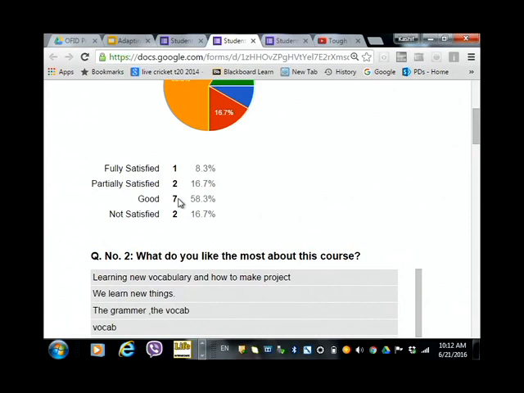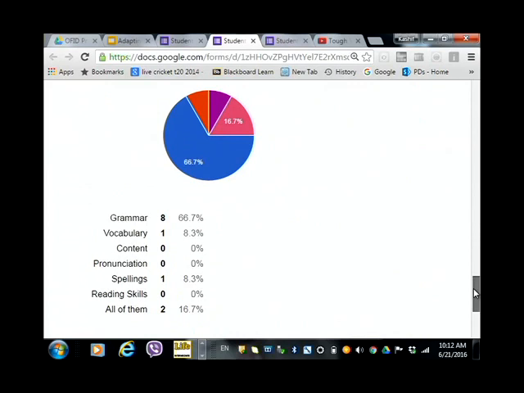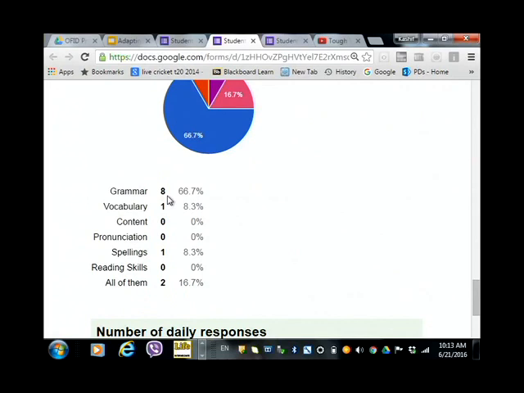Why not partially satisfied or why not fully satisfied? And we asked people, why not satisfied? And then comments of people were discussed, and then finally I asked them about their preferences. What do you want your teacher to pay more attention to? A lot of them said grammar.